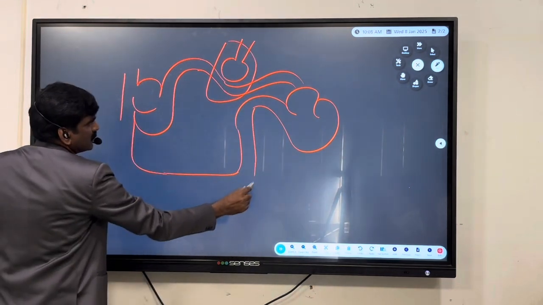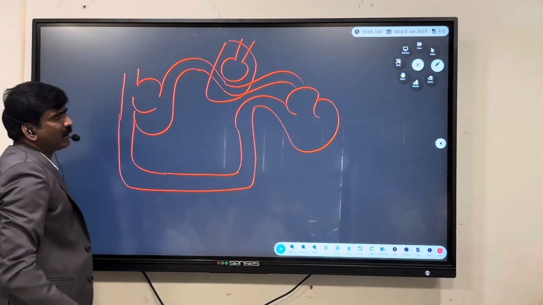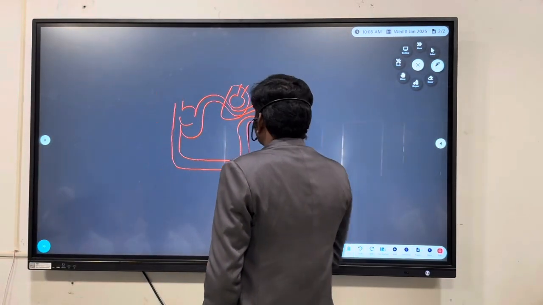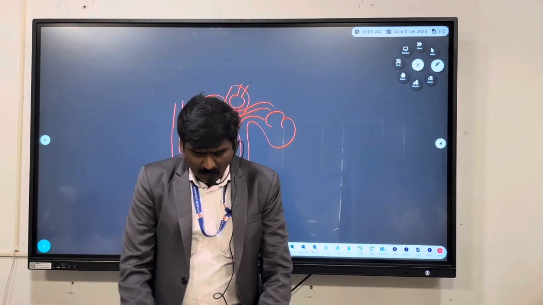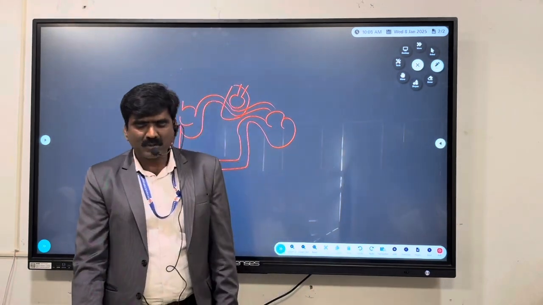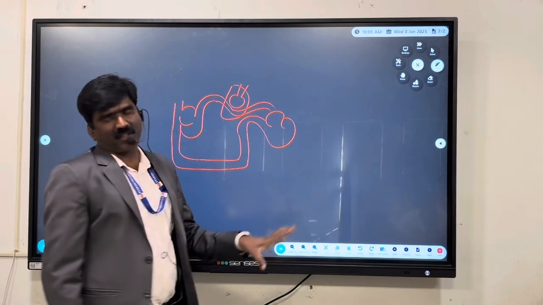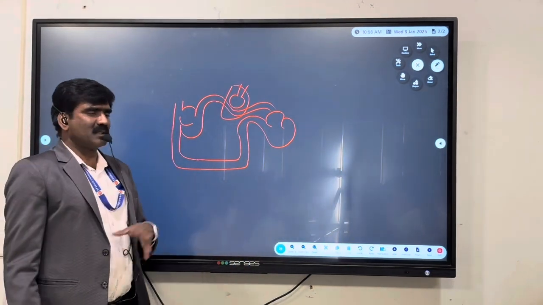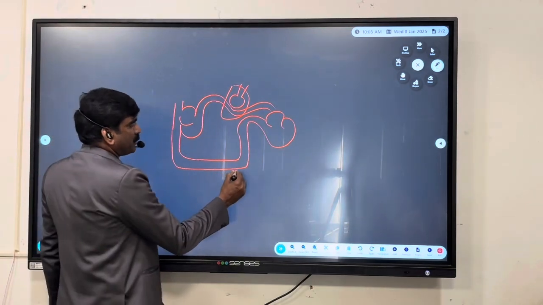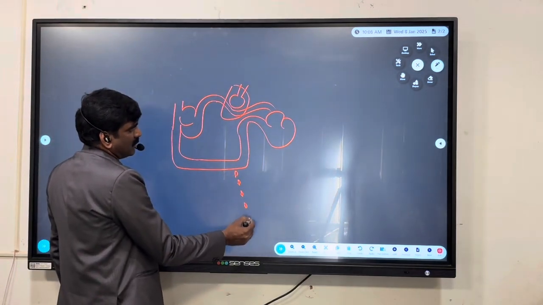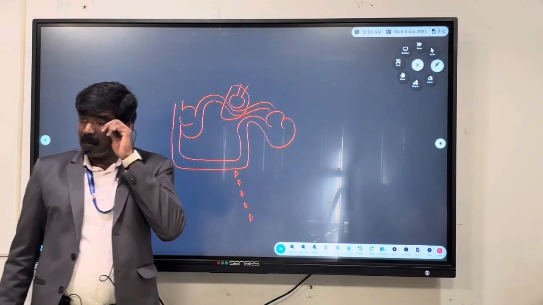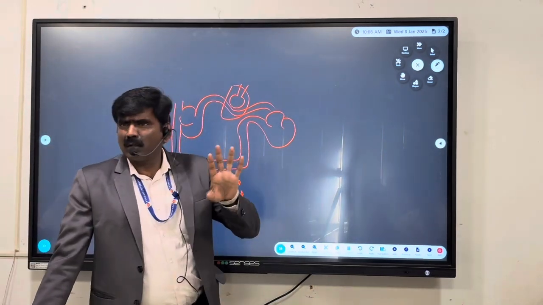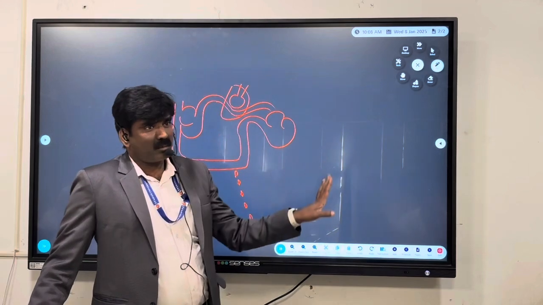Okay, so this diagram you already know, right? Right heart and left heart. So imagine, suppose a patient is having a hemorrhage or RTA, road traffic accident, whatever. Imagine a patient has blood loss. It may be internal bleeding or external bleeding.